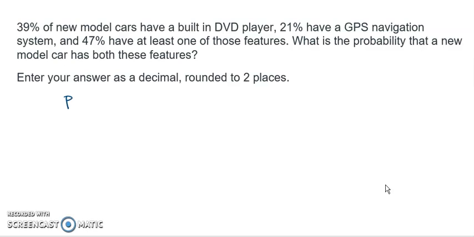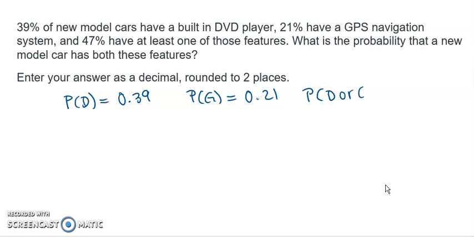So we have the probability of DVD, which is 0.39. We have the probability of GPS, which is 0.21. And we have the probability of DVD or GPS, which is 0.47. Now we're trying to find the probability that a car has both of these features. So we are looking for the probability of D and GPS.